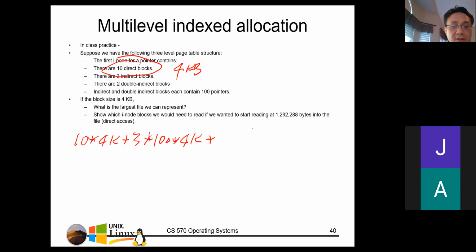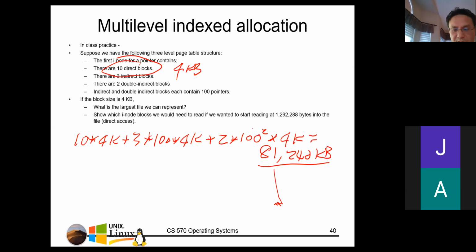And then you have 2 double indirect. So that would be 2 times 100 squared, times 4K, right? So you add all these together, it's actually 81,240 kilobytes. All right, that's the answer, what Alexei just said.